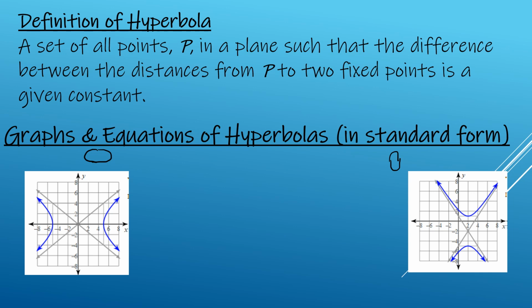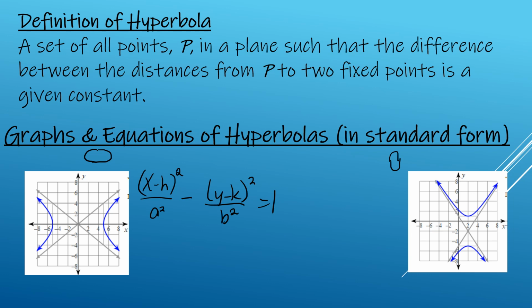So in order for it to be horizontal, I'm going to have x minus h quantity squared over a squared minus y minus k quantity squared over b squared equals 1. So again, that is to make a horizontal hyperbola. You'll notice that our curves are out on the left and the right hand side, and it is horizontal because the x squared is first, which is positive, and over our a squared term.